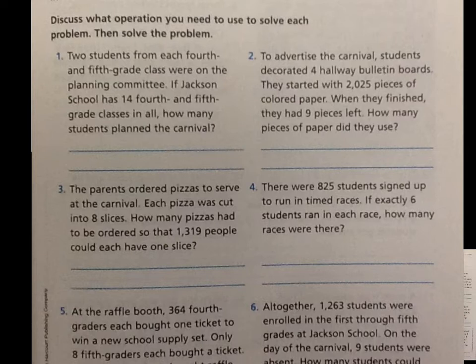Okay, I know we've been working with division this whole unit, but is this question asking for division? Some of the main things to look at are, it says 2 students from each 4th and 5th grade class were on the planning committee. So that school has 14 4th and 5th grade classes in all, so basically what we're doing is just taking 2 times 14 to equal 28 students. So we're doing multiplication, and we're trying to find the answer of 28 students.